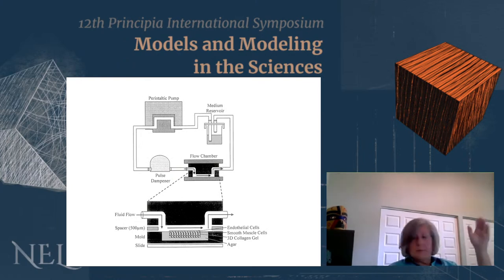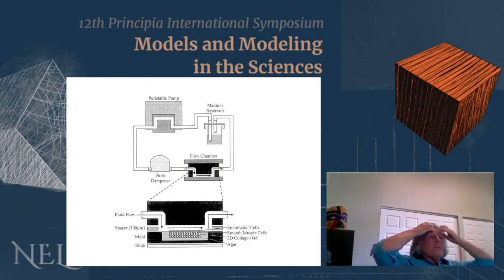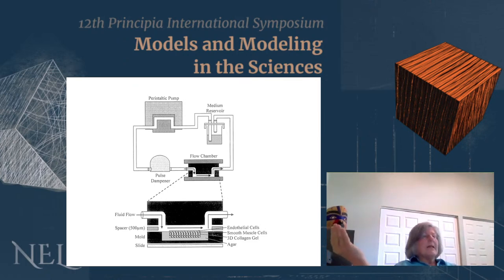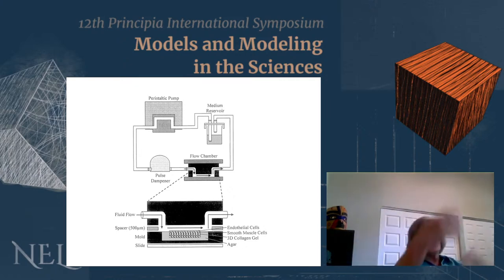I showed you the flow loop. This is another schematic of it. It replicates the flow of blood through the arteries, but it's not a model system until biological materials are put into the flow chamber. I'm trying to point here, and of course I realize you're not looking at me pointing, but down at the bottom, there is the flow chamber. And I'm going to talk about what goes in there. So when we put the flow loop together with cells, for example, endothelial cells, it becomes a model system. It's a hybrid model system.